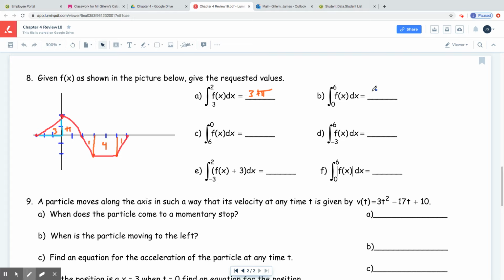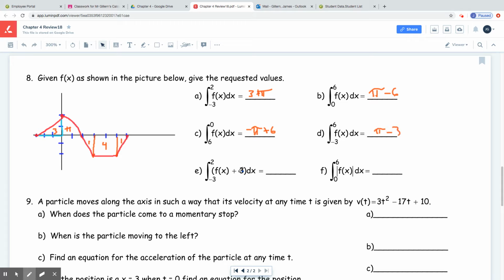Why? Because that's below the x-axis, so that's all negative. These are all negatives. All right, now notice, this is from 6 to 0, so I'm working backwards. You just take the opposite of what you just got here. So it's negative pi plus 6. All right, -3 to 6 is this entire thing. So we have 3 minus 6, which is -3, and a pi, so it's pi minus 3.